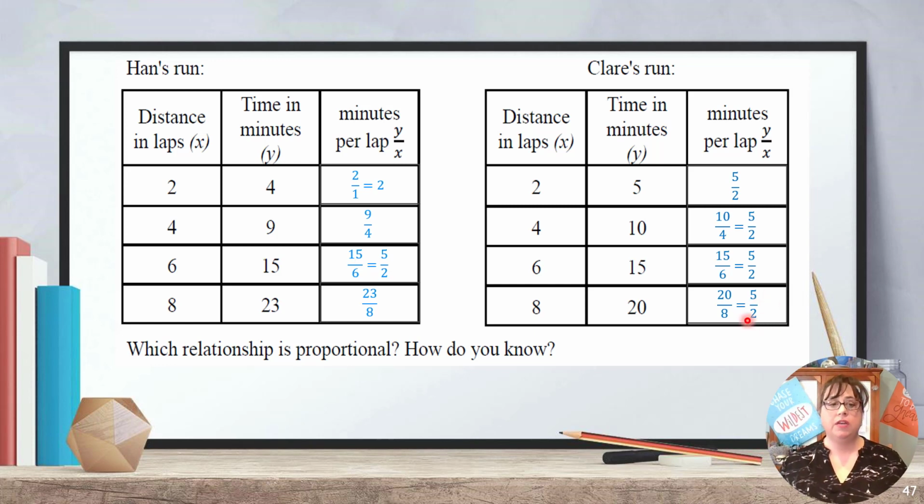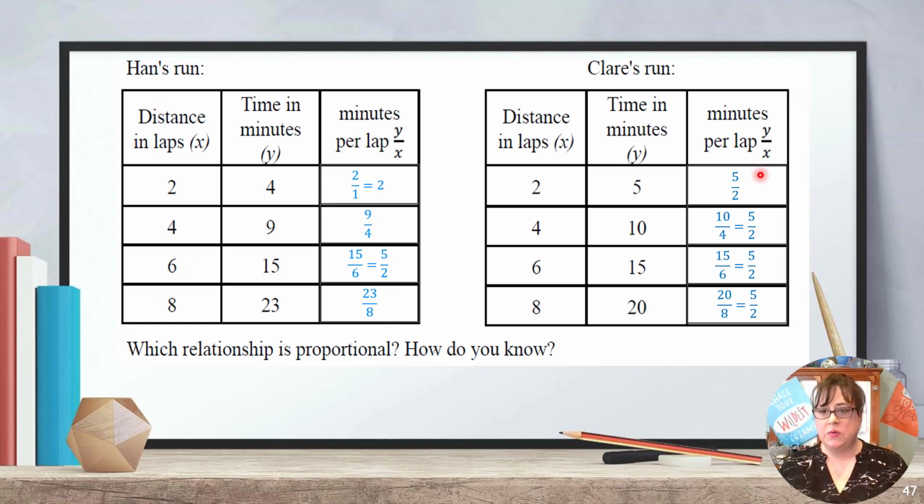And so our question now that we want to ask is, which relationship is proportional and how do you know? Well, remember, proportional means that they're going to reduce and have the same K. So if I look at this, I can see that these K's are not the same. So this cannot be proportional. So this one is not proportional.